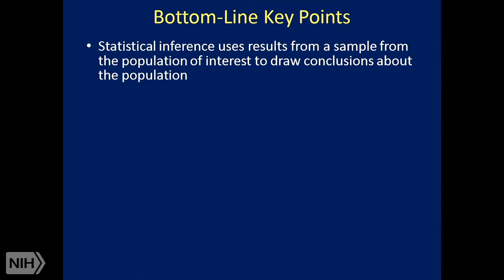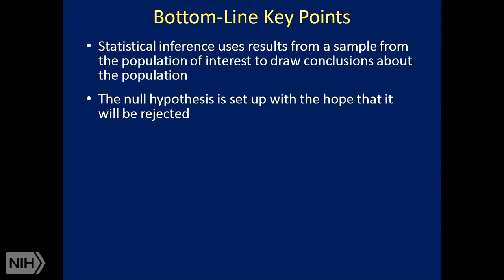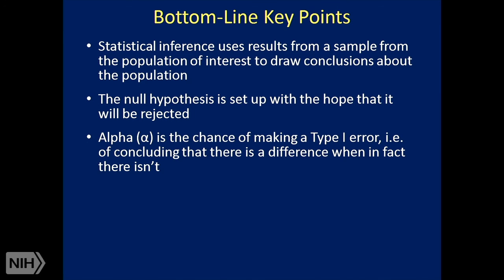So, statistical inference uses results from a sample, from the population of interest, to draw conclusions about the population. Okay? The null hypothesis is set up with the hope that it will be rejected. Alpha is the chance of making a type 1 error. In other words, of concluding that there is a difference when in fact there isn't. It is the chance of rejecting H0 when H0 is true.